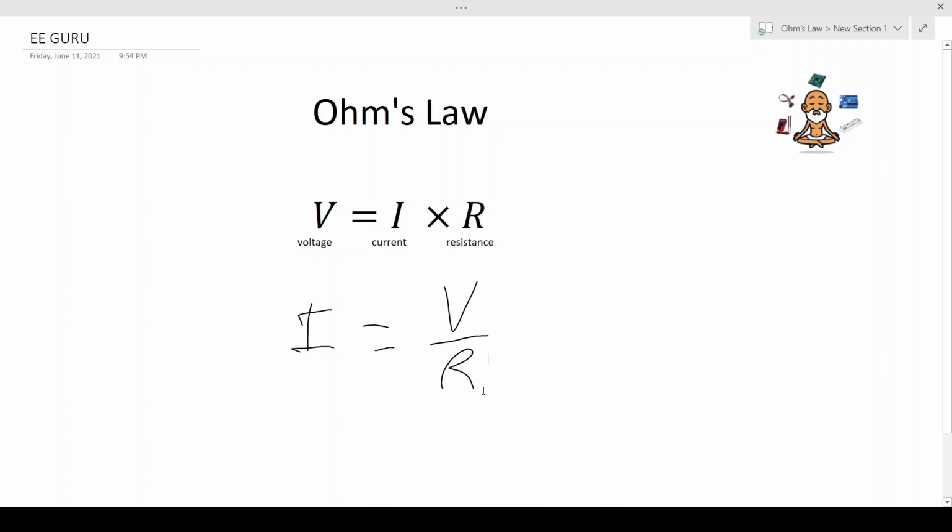And I think this is a super important and intuitive understanding of Ohm's Law, and that's why this equation is very important. It's the same Ohm's Law equation, but just changed using algebra.